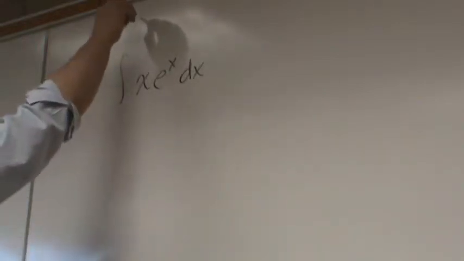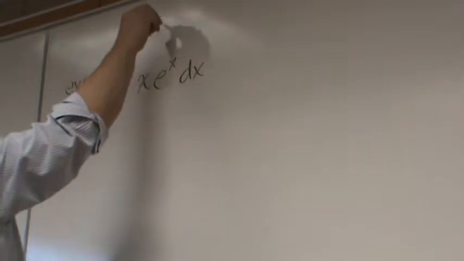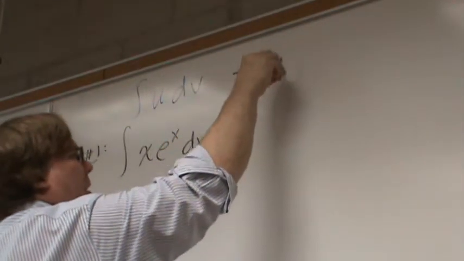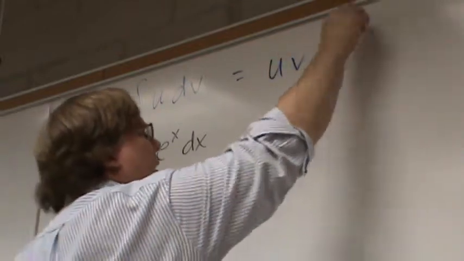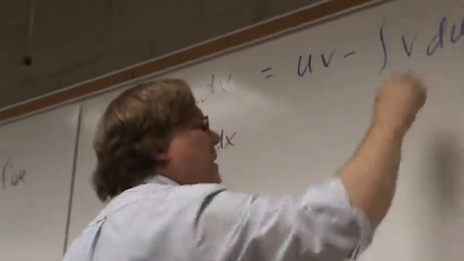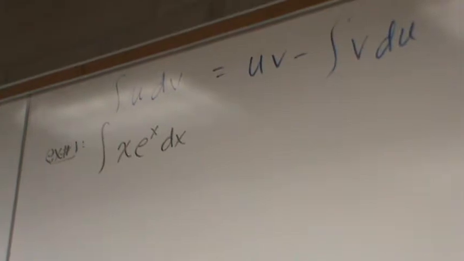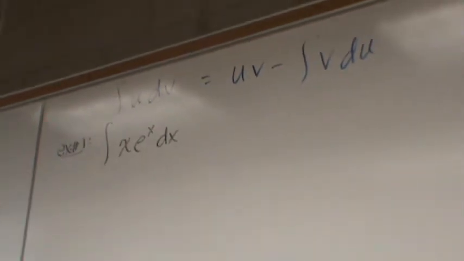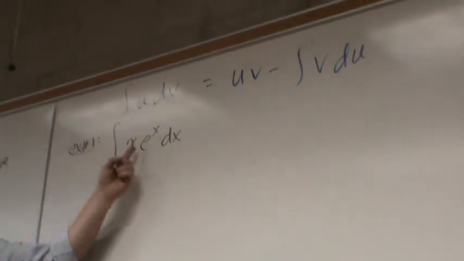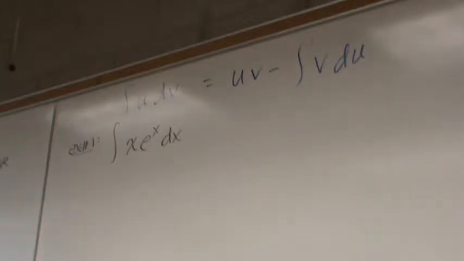You go, okay, I need an integral of u dv, and that's going to end up equaling uv minus the integral of v du. So what you're going to have to do is choose your u and choose your dv. That is, one of these guys, f of x times g of x, one of these guys gets to be the u, and the other guy, along with the dx, gets to be the dv.